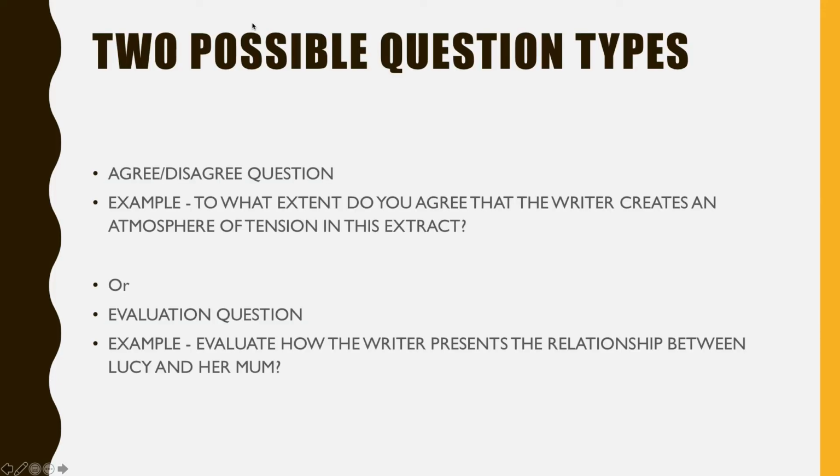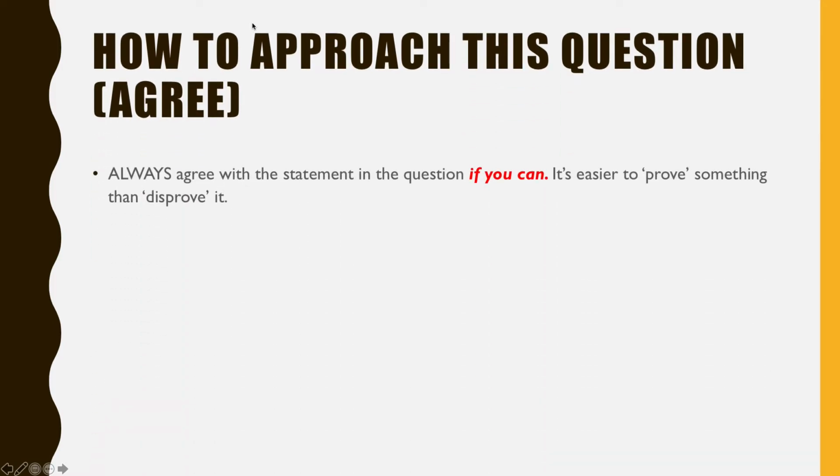So they're similar to a certain extent. With the first one, you're given a statement of opinion, and you have to agree with it or not. The second one asks you to evaluate something within the text itself. If it's an agree question, I'd say always agree with the statement if you can. It's always, or most often, easier to prove something than disprove it. Not always. Sometimes the statement might be 50-50, or you could argue against it. But do be careful. It is possible to tie yourself in knots trying to argue against something, while it's much easier to argue for it.